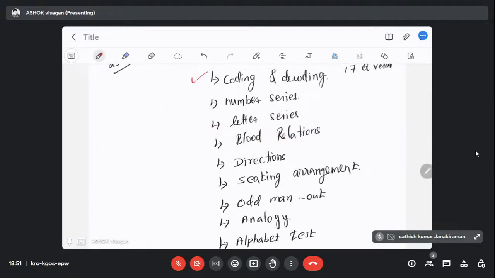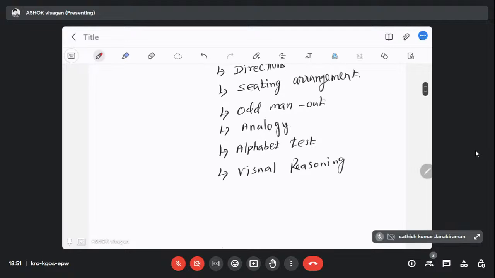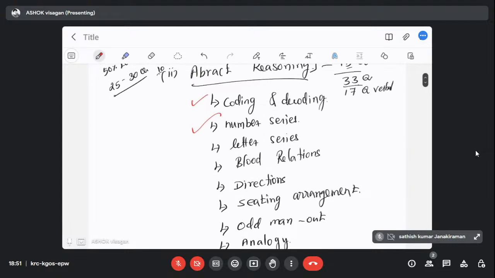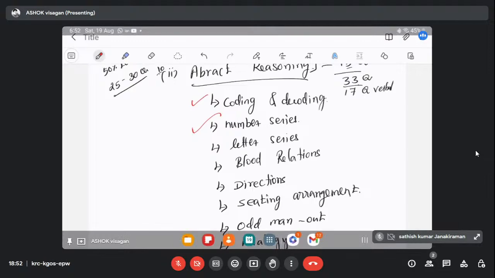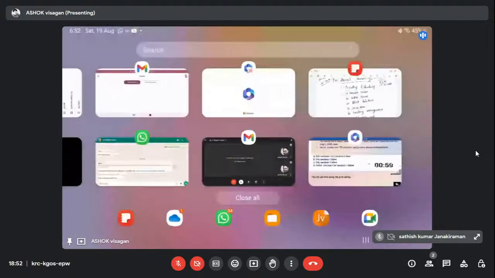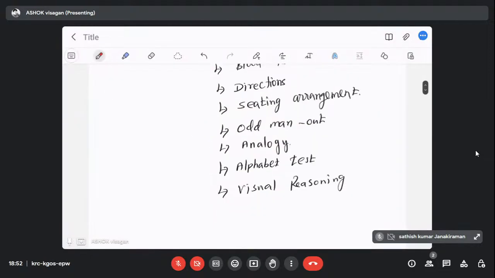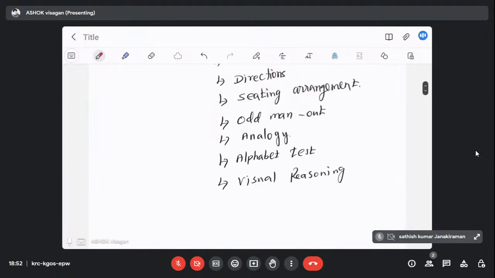Now let's move on to the number series, the second one. Number series is also a very, very easy topic when you have seen it. But try to understand one thing. In this entire abstract reasoning, they may ask you very difficult level questions also. You have to be very, very careful whenever you are handling any abstract reasoning topic.